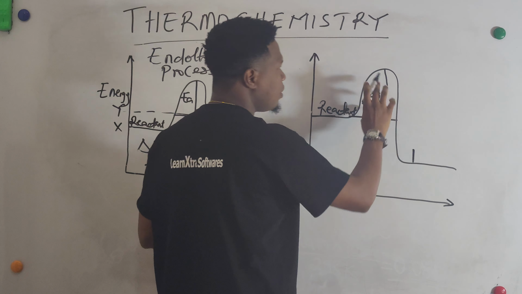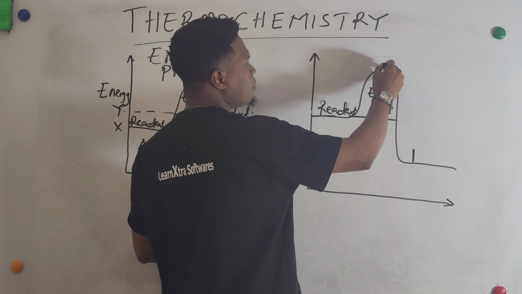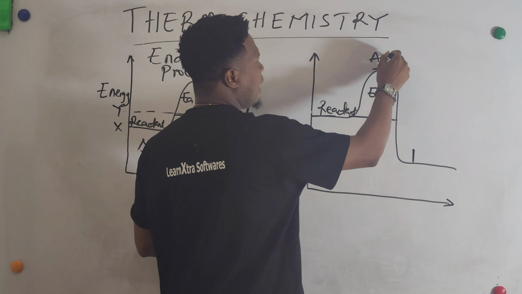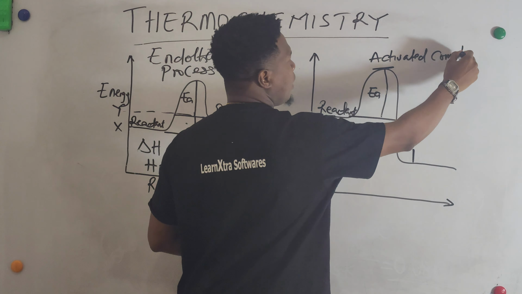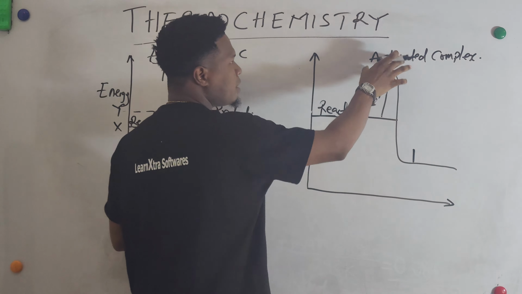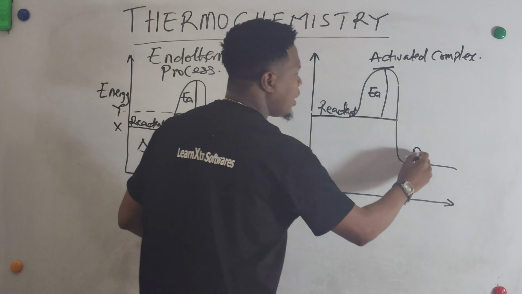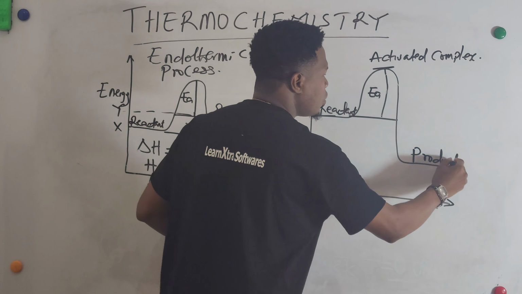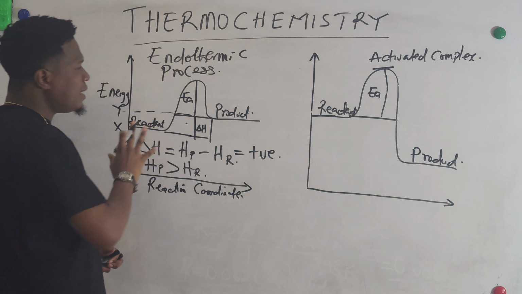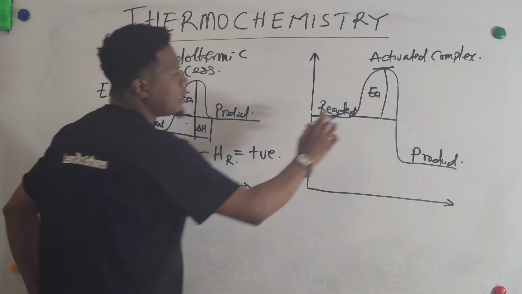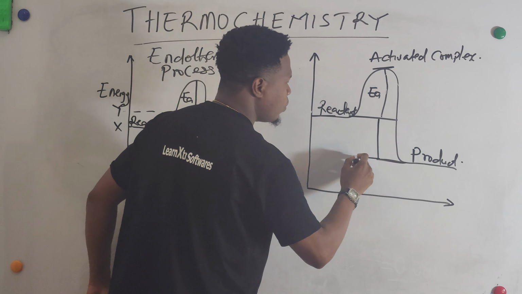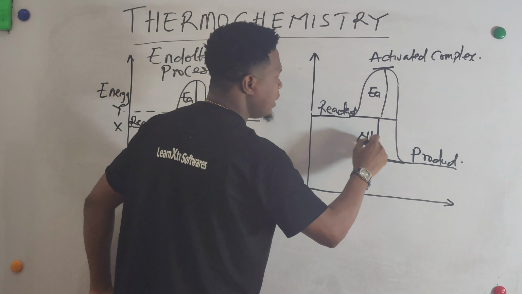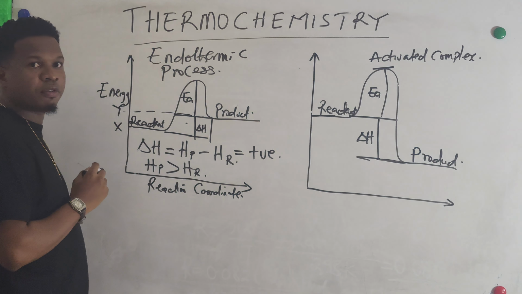Okay, so when you overcome this energy, then you get to this point. This point is called the activated complex. When you have arrived at this point, then you can fall back to the product to have this product here. So looking at this now, you will see that this one is the measurement of what? The change in heat of reaction.